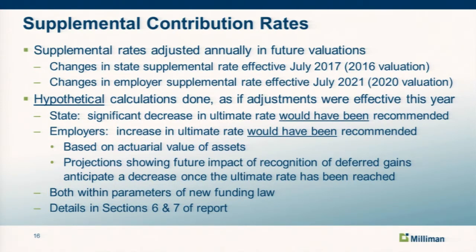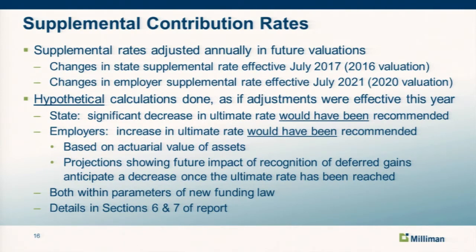adjustments to the ultimate graded supplemental rate, which is currently about 4.3, going up to 4.3% for the state, and also changes to the employer supplemental contribution rate, which grades up to 10.85 by 2021. So in the 2020 valuation, we'll review: is that sufficient to fund the unfunded liability allocated to the employers, or do we need to adjust it? And that's where we'll make recommendations on how to adjust the rate.